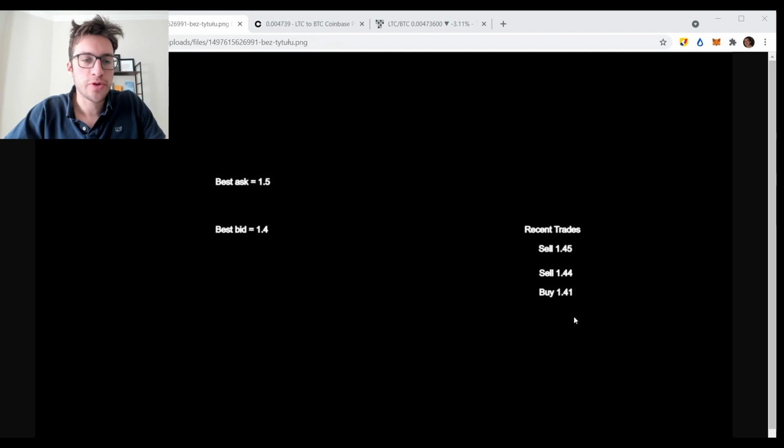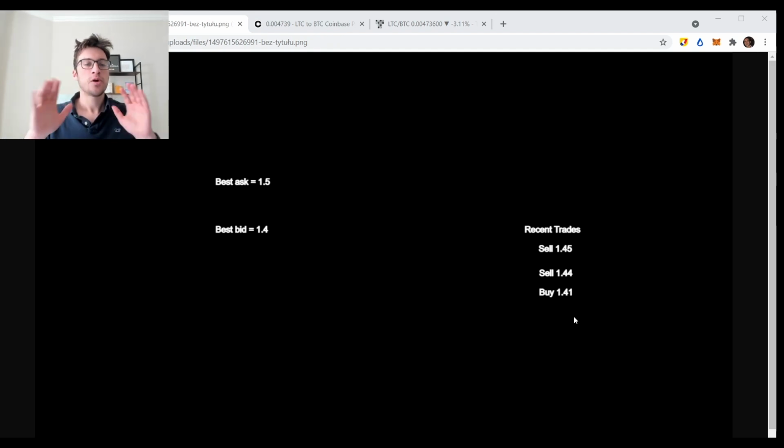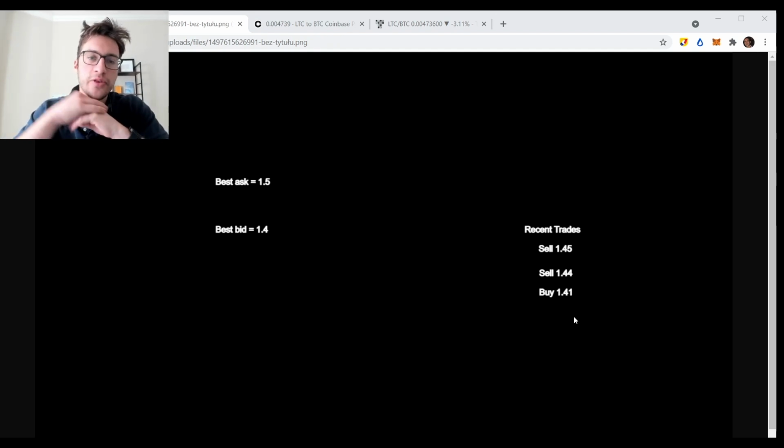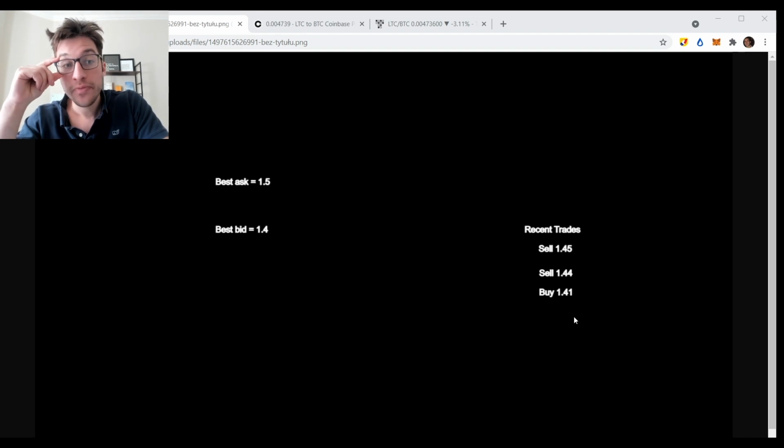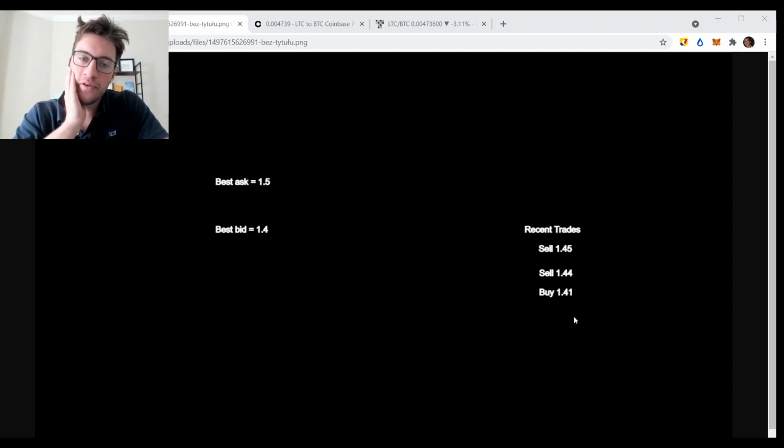Look at this just super simple example. We have an asset and it's trading with an offer, an ask at 1.5 and a bid at 1.4. Most traders are going to look at this and say, okay, so I can either buy it at 1.5 or I can sell it at 1.4. Not true. Nope. There's a lot more going on here than what meets the eye.